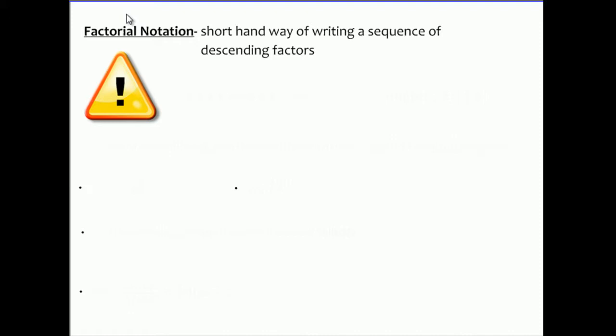Next thing we looked at in this unit was factorial notation. Factorial notation comes up quite a bit in our study of permutations and combinations. It's a shorthand way of writing a sequence of descending factors. So we might have something like 6 times 5 times 4 times 3 times 2 times 1. Instead of writing it out like this every time, we might have something like 5 factorial or 12 factorial. Rather than writing the whole product, we can just write it shorthand like this.